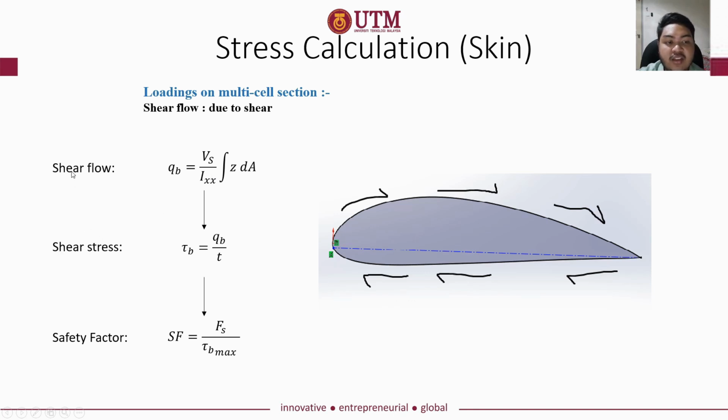and then after we get the shear flow, we calculate the shear stress by using this formula, including the shear flow divided by the thickness, and we get the shear stress. Then we calculate the safety factor for the cell by using this formula. Fs is the maximum tensile strength, and tau b max is the maximum shear stress from this equation.